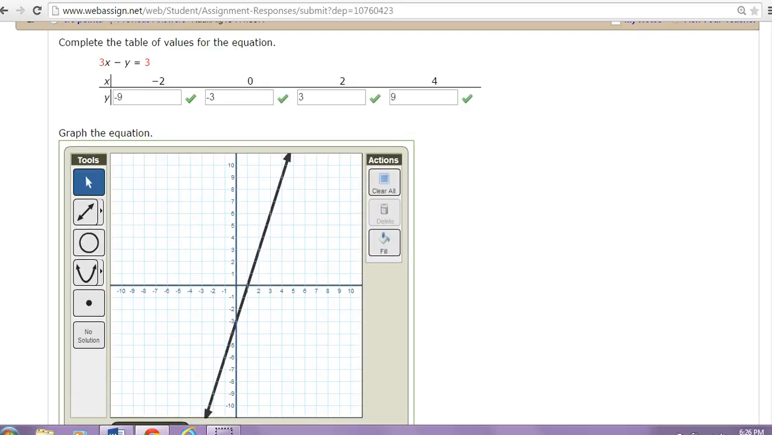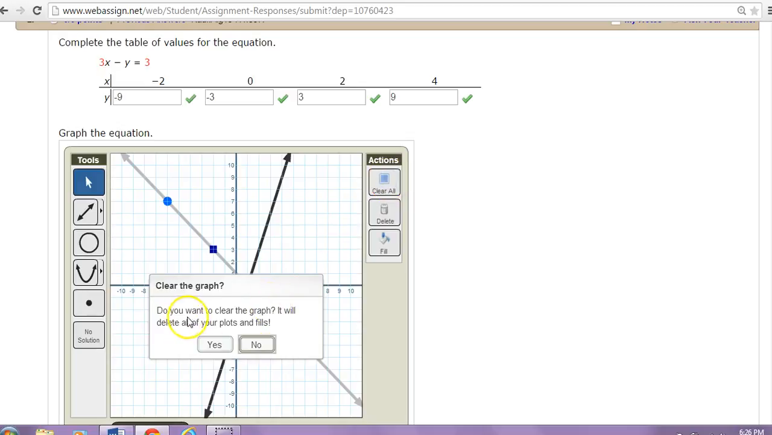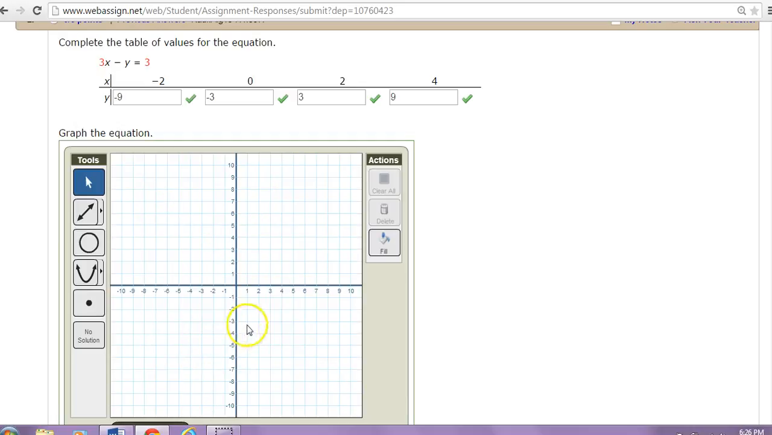Now, let's just say you mess up on one of your lines and you end up drawing another line, right? Notice that there are two lines on here, so automatically you will be marked incorrect if you have two lines in this space. So in order to clear out all of these lines, just click clear all, right? Do you want to clear the graph? It will delete all your plots and fields. Yes. So start from scratch.